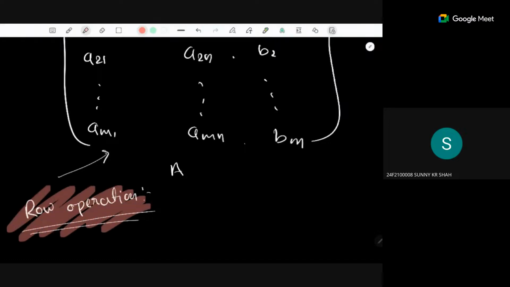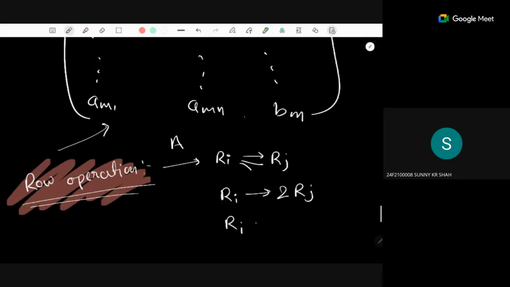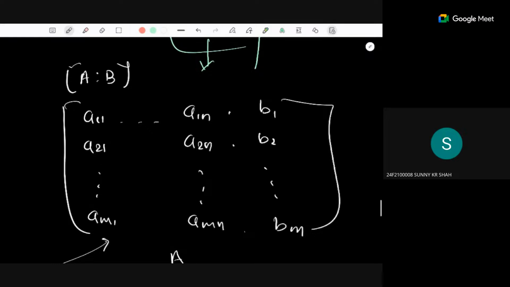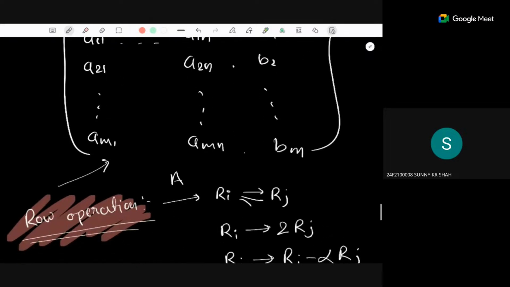So I'll again repeat, just apply row operations to convert your matrix into reduced form. Now what row operations do we have? We majorly have three row operations. One is the replacing of rows: you can interchange any row with any other row. Another one is changing a row with some multiple of any other row. Or else you can say that row Ri is nothing but row Ri minus some multiple of row Rj. So these three operations you can apply, and you can apply any row operation to convert this particular matrix into reduced form.